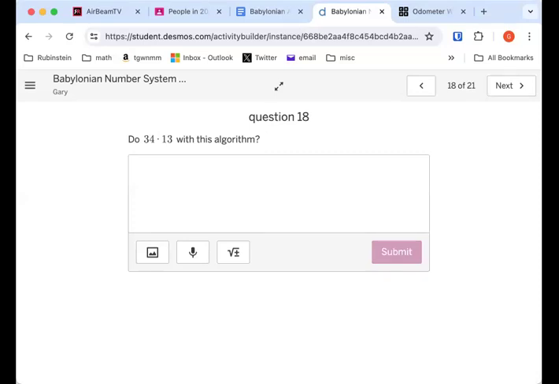You can do question 17 on the Google Classroom, where you get to type in why this method works. Question 17 on the Google Classroom, not on the Desmos, you could type in your answer. And then you could do question 18, where you do the process for it.